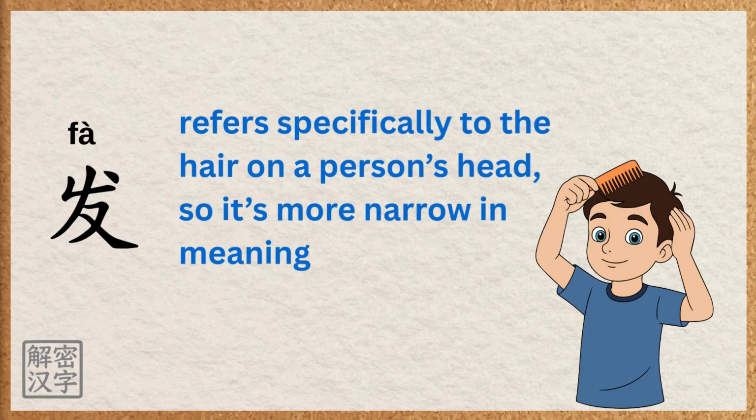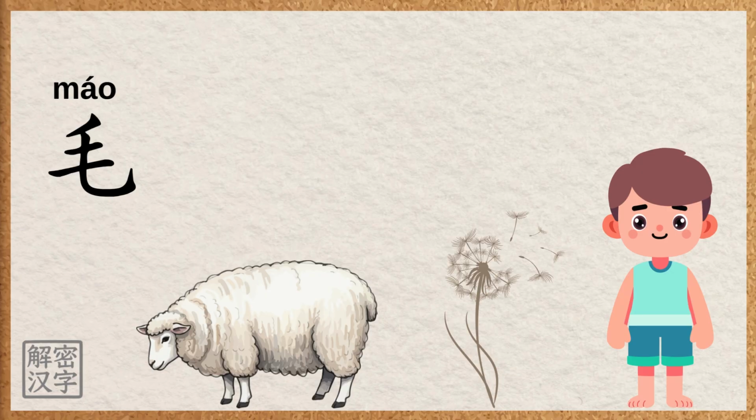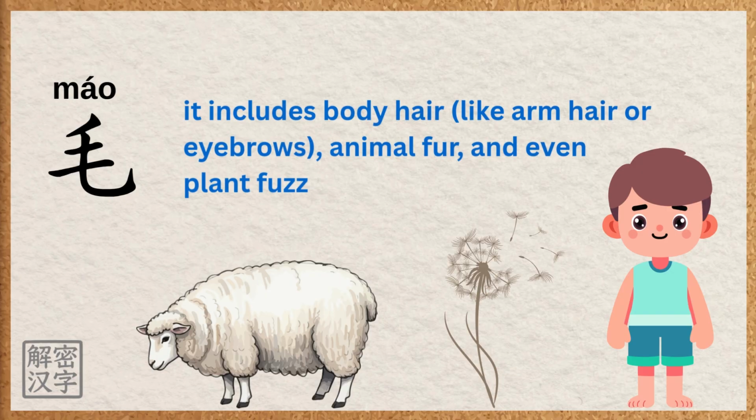Fa refers specifically to the hair on a person's head, so it's more narrow in meaning. Mao is much broader. It includes body hair like arm hair or eyebrows, animal fur, and even plant fuzz. So keep in mind, Mao is a broader word for hair or fur, and it doesn't typically refer to human head hair.